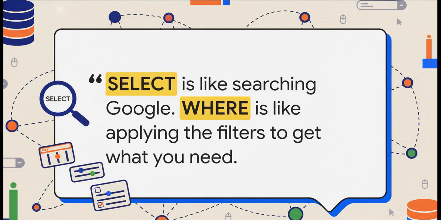And a really easy way to think about it is like this. Select is like typing something into the main Google search bar. But you almost never stop there, right? You use the filters on the side. Images, news, date ranges. That's your where clause. It's how you cut through all the noise to find exactly what you're looking for.